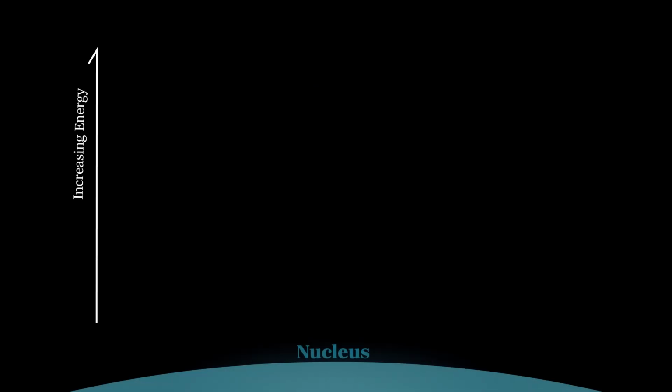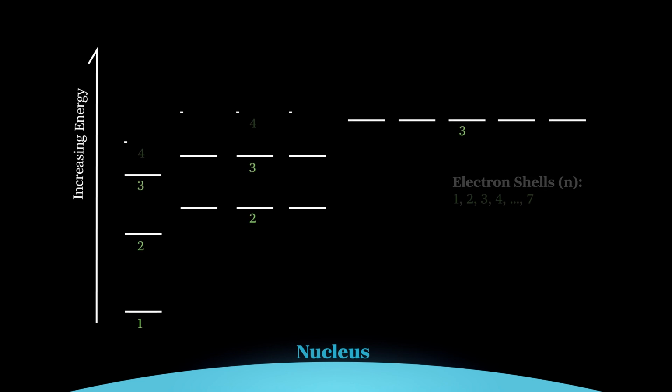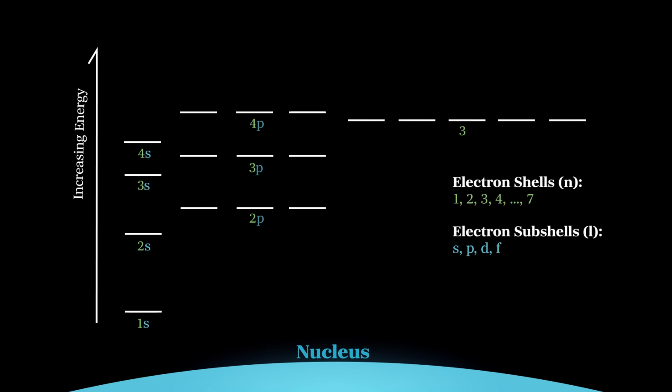These energy levels are organized into shells and subshells. The first shell is the closest to the nucleus and has the lowest energy, while the outer shells have progressively higher energy levels.